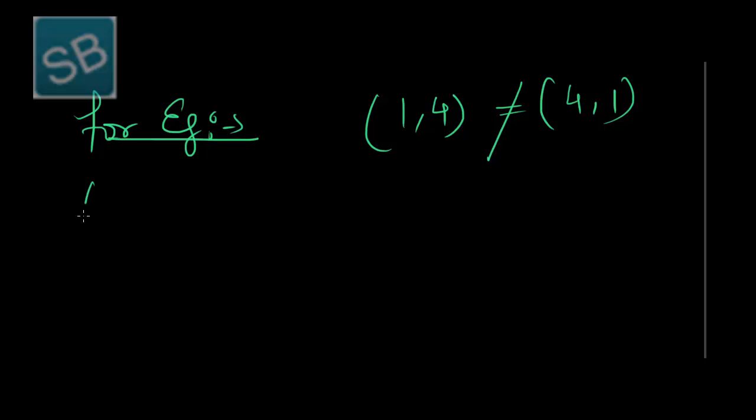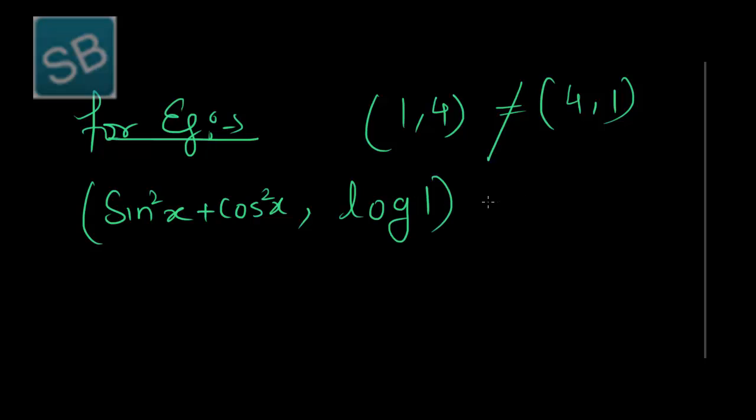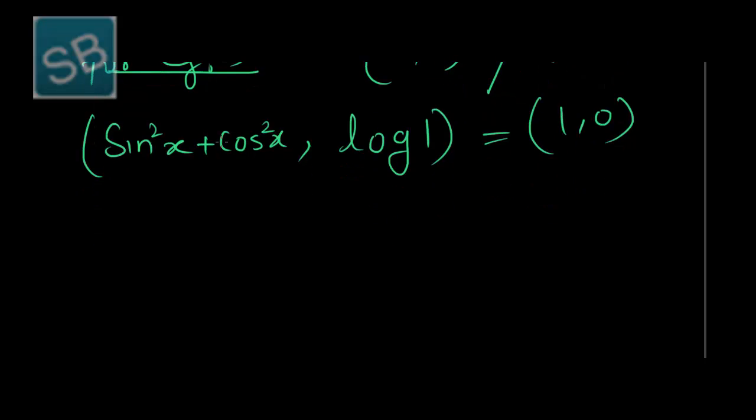And if we say sin square x plus cos square x, log 1, this is an ordered pair which is equal to (1, 0). This is true because sin square plus cos square is always 1. This is an identity, and log 1 is equal to 0. So these are equal ordered pairs. Ordered pairs are equal if A is equal to C and B is equal to D is fulfilled.